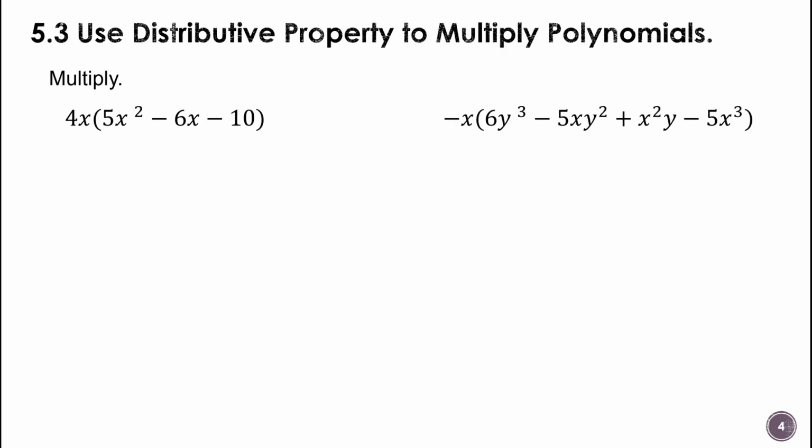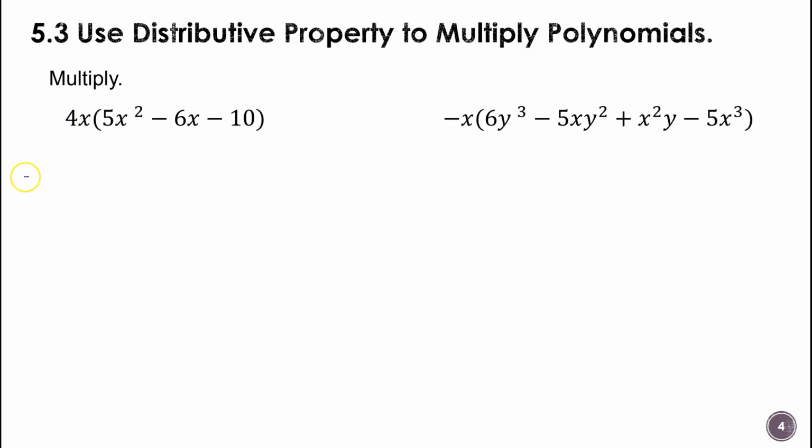All right, so now we're on distributive property. Use distributive property to multiply polynomials, and that means we're going to distribute this term to all 3 terms. You got to pay attention to signs, right?